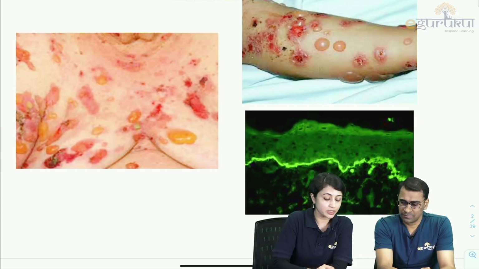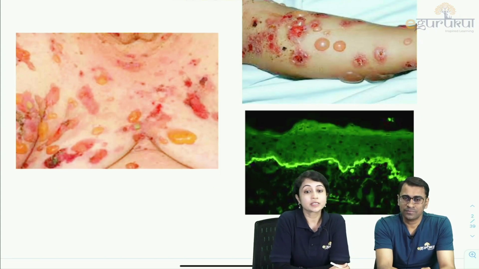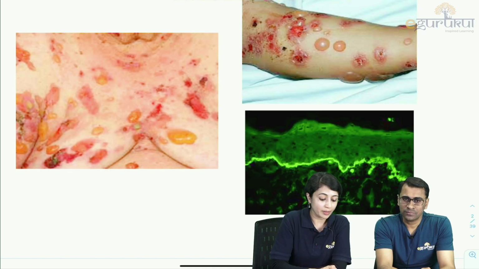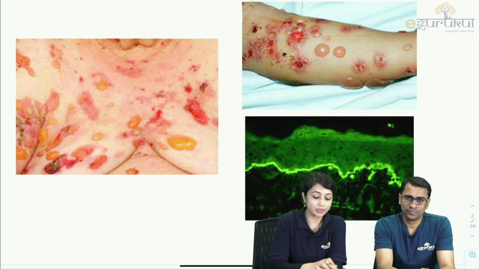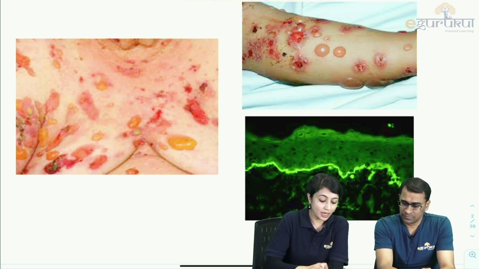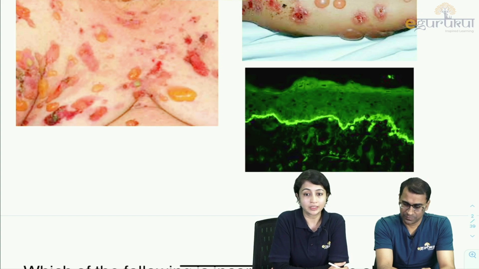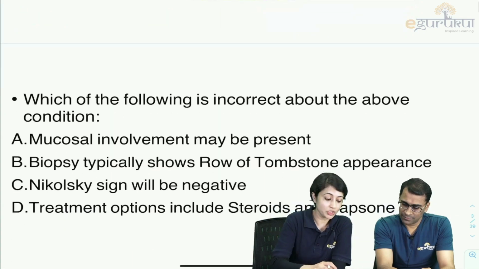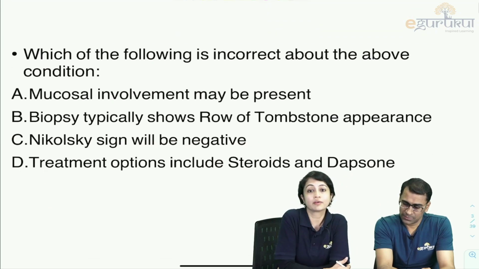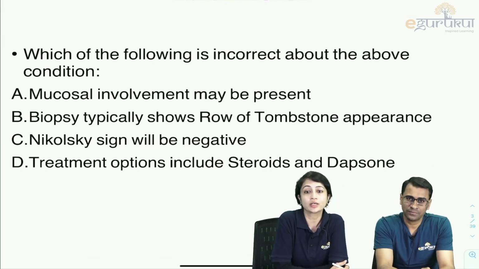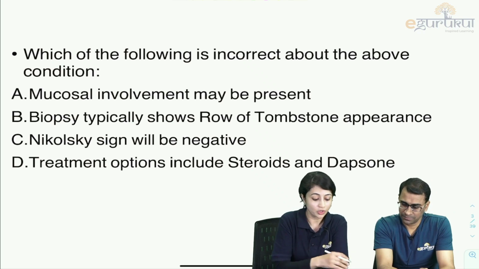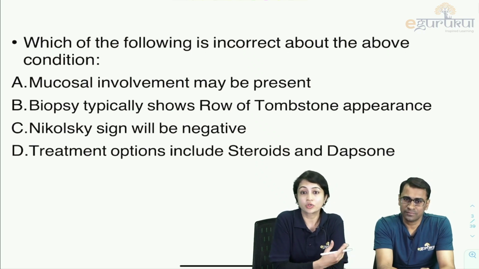So, this is the clinical image where we are seeing the blisters which are happening and they're healing, leaving behind a hemorrhagic base. And here is the DIF image which is showing some immunofluorescence finding. So based on this clinical image and DIF image, there are some options that have been given to you and you have to tell us what is the incorrect option based on the condition which you will diagnose.